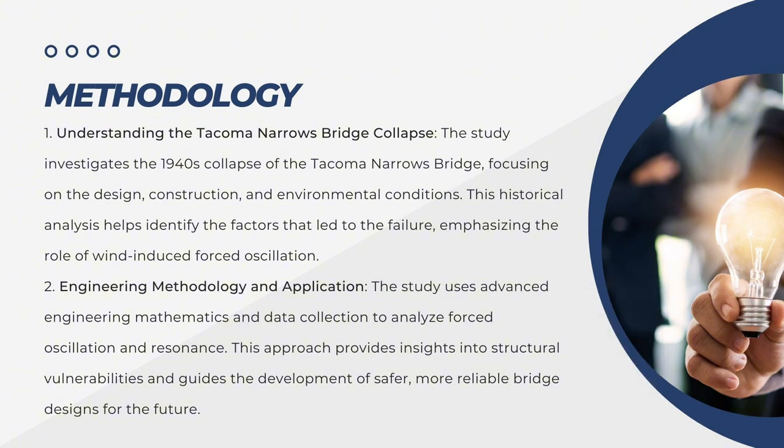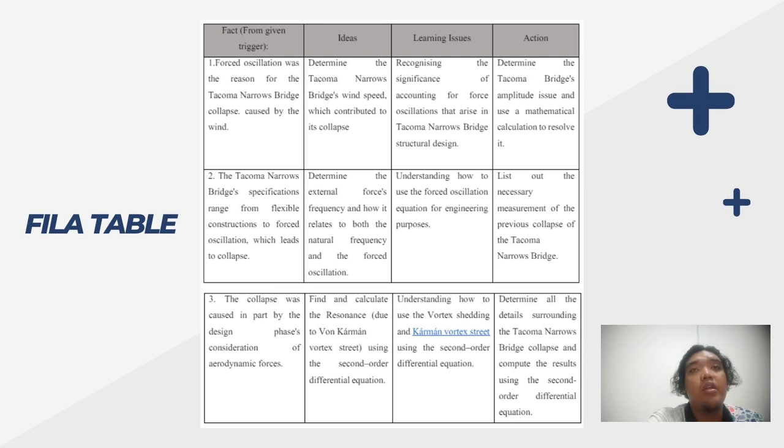For the filler table, number one, for fact from given trigger: forced oscillation was the reason for the Tacoma Narrow Bridge collapse caused by the wind. For ideas, determine the Tacoma Narrow Bridge wind speed which contributed to its collapse. Learning issue, recognizing the significance of accounting for forced oscillation that arises in Tacoma Narrow Bridge structural design. And action, determine the Tacoma Narrow Bridge amplitude issue and use a mathematical calculation to resolve it.